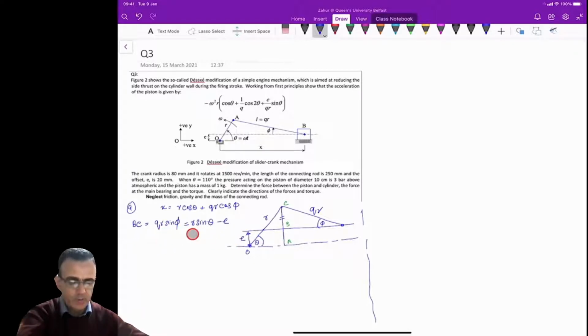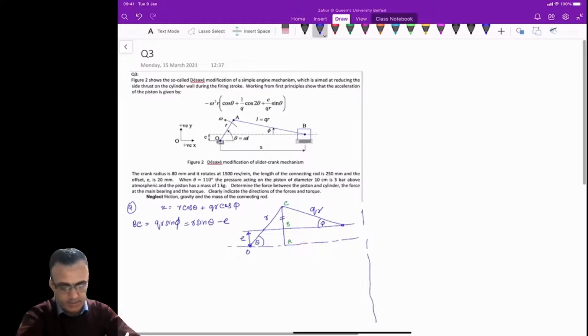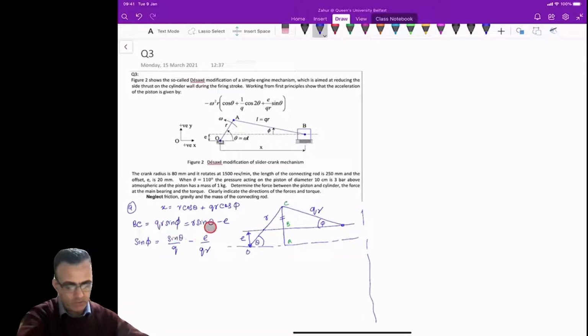So from here we can calculate sine phi. So sine phi will become equal to sine theta divided by Q, minus E divided by QR. If you just take this QR to this side here, R will cancel with R, and here it will become QR. So sine phi becomes equal to sine theta divided by Q minus E divided by QR.